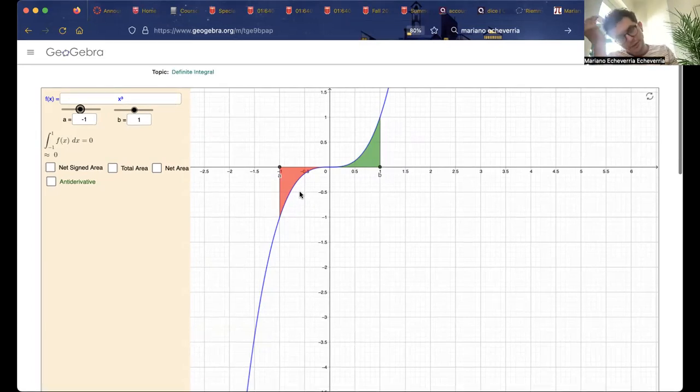So again, the integral as a number can be positive, negative, or 0, because it's just like a competition between different areas, those above the x-axis versus those below the x-axis. Is that making sense?